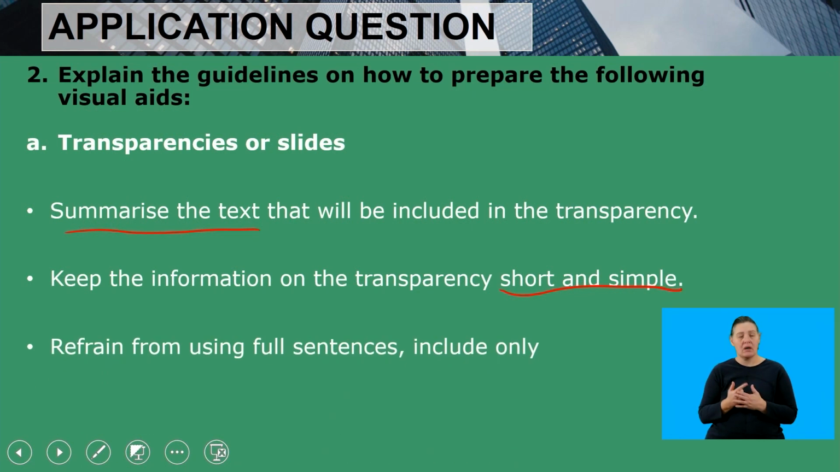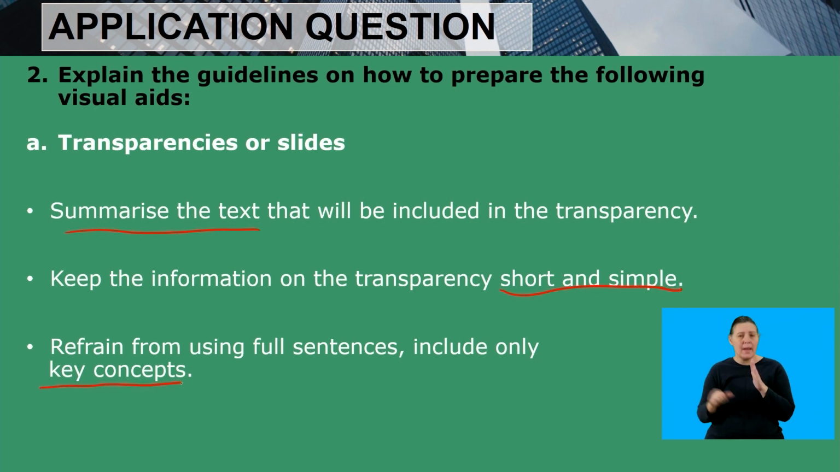Refrain from using full sentences. Include only key concepts. You must move away from including full sentences when you prepare the transparencies because you are going to use the transparencies for presentation. So obviously, the presentation that you are going to use on the transparency has to have key words.